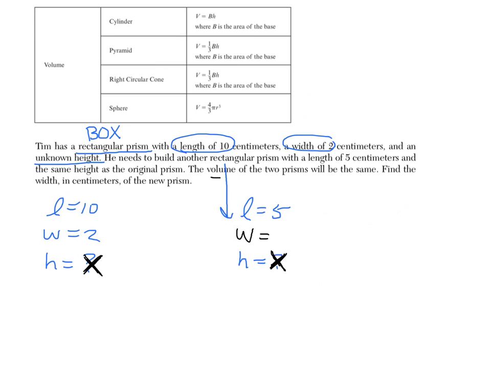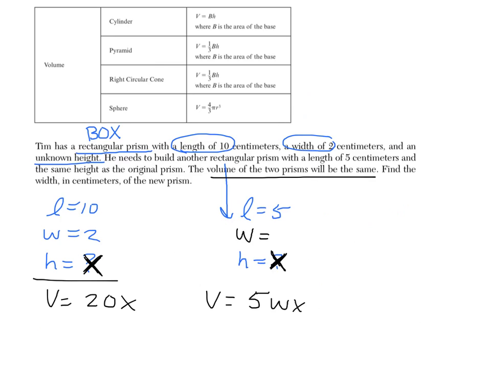It says that the volumes have to be the same. Volume is length times width times height. So the volume of this box is length times width times height, which is 20x. The volume of the second box is 5 times W times x. They're telling us that these two volumes are the same. So you would write 20x equals 5 times W times x.